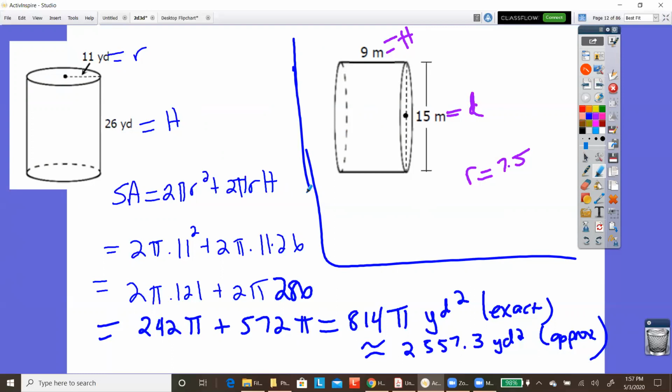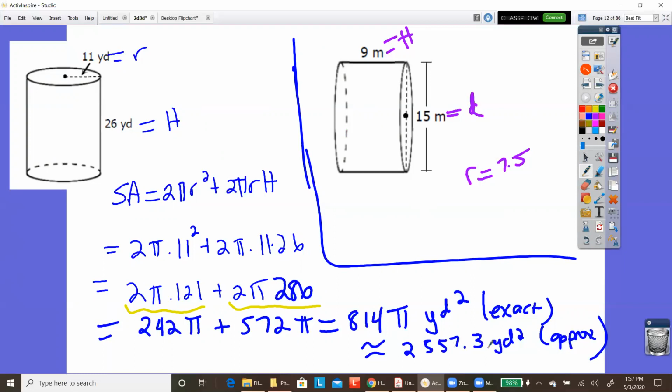Okay, so 2 times pi, radius is 11, height is 26. Plugging everything into the formula, 2 times pi times 11 squared plus 2 times pi times 11 times 26 gives you 2 times pi times 121, or 242 pi for the area of the two bases, and then 2 times pi times radius times height gives you 572 pi for the lateral area. Since they're both like terms, they both have a pi, you can combine them to get 814 pi square yards. That would be your exact area.